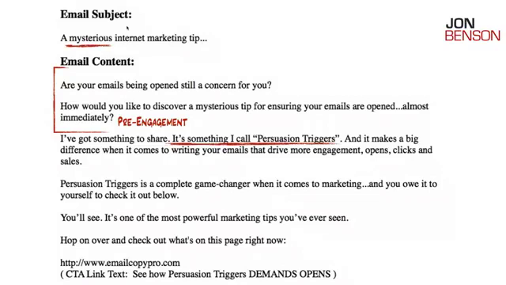You follow where I'm going with this? It's something I call persuasion triggers. And it makes a big difference when it comes to writing your emails. So that's really all there is to it. Now, I want to show you one more thing that's cool down here.